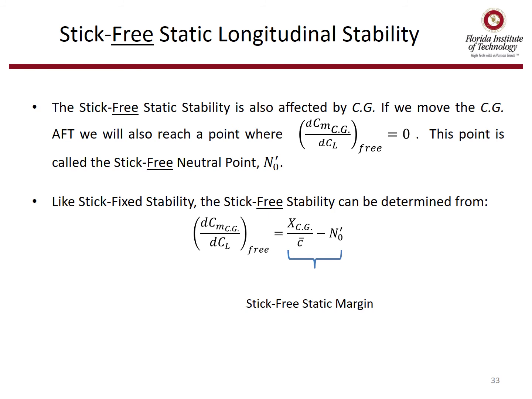Stick-free static stability is also affected by the CG location. If we start moving the CG aft, we're going to get to the point where dCm,cg/dCL stick-free is 0, and this point is called the stick-free neutral point, n sub 0 prime. And just like stick-fixed stability, we can define a static margin that we'll call the stick-free static margin, which is our CG location minus the stick-free neutral point, n sub 0 prime.